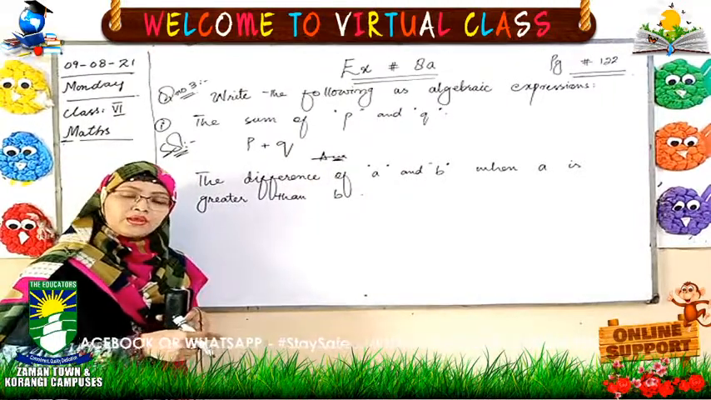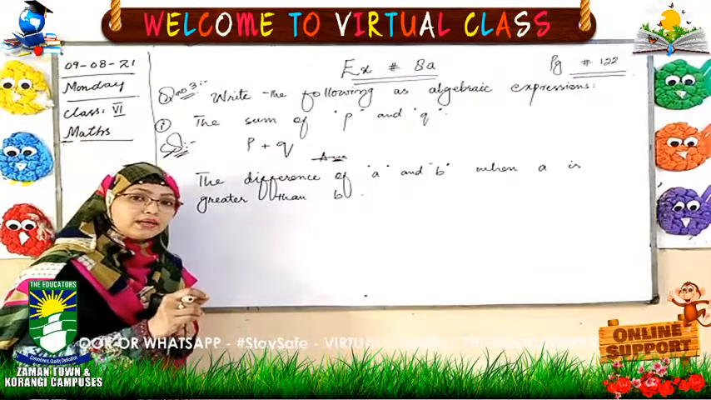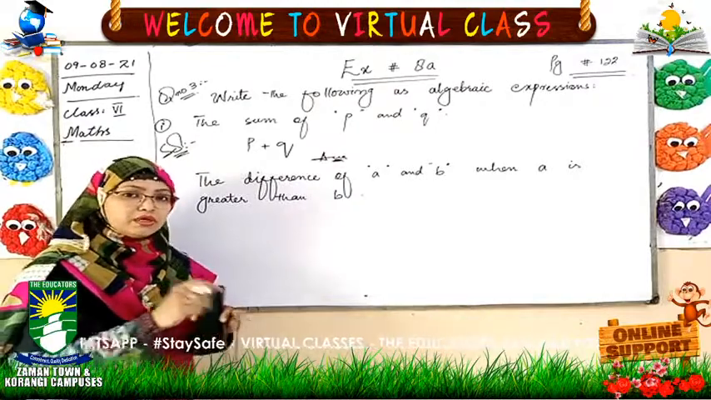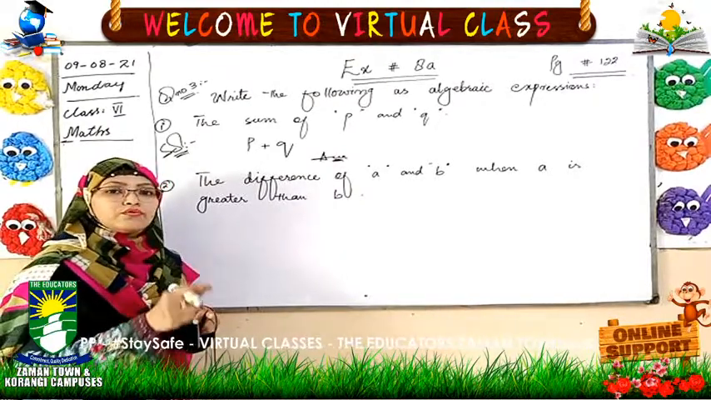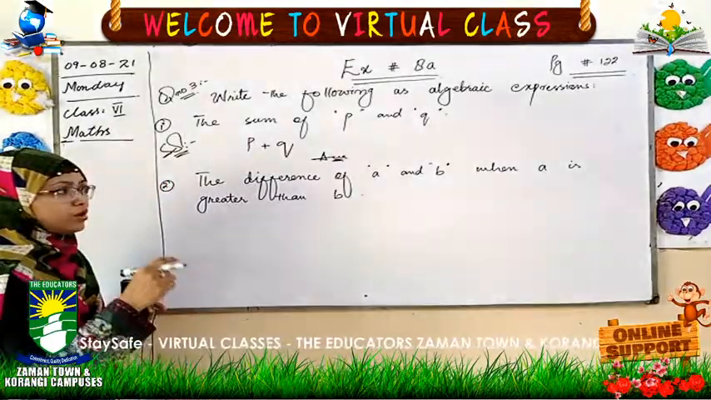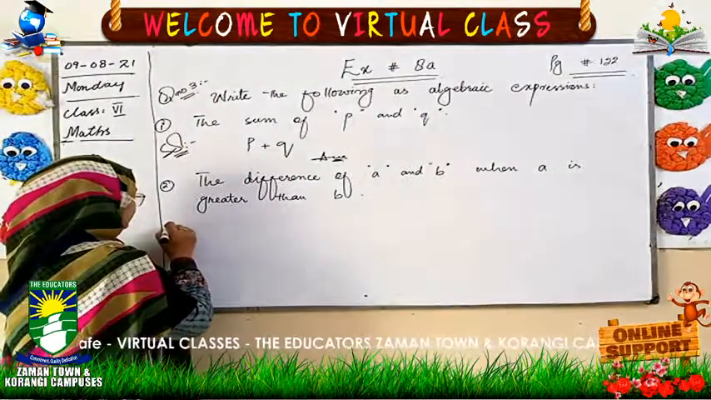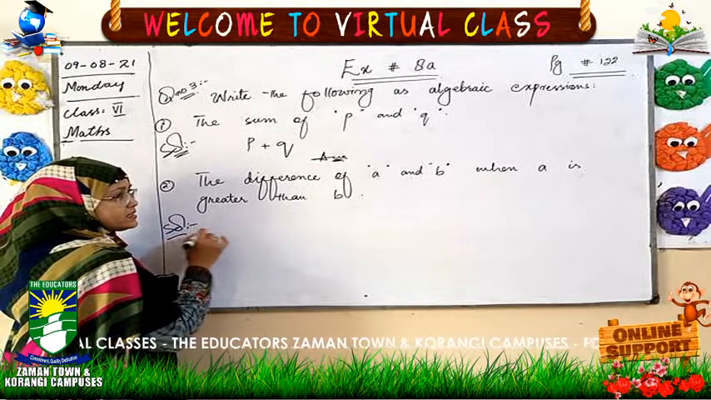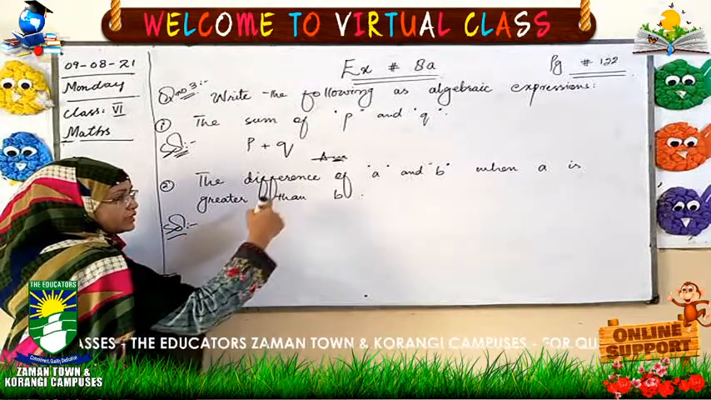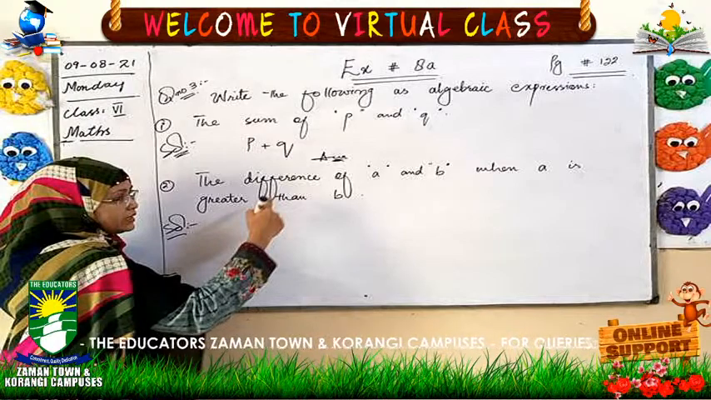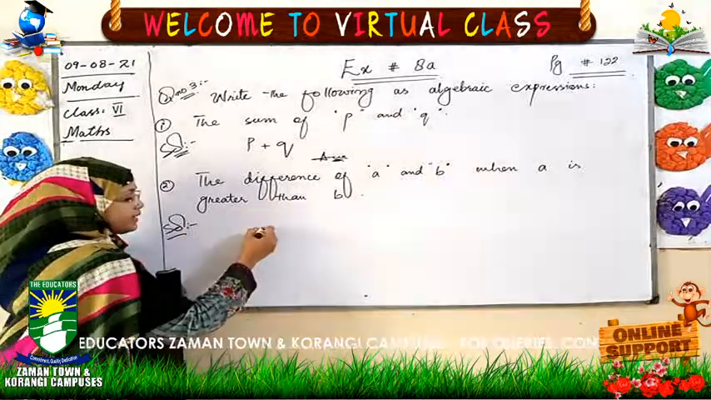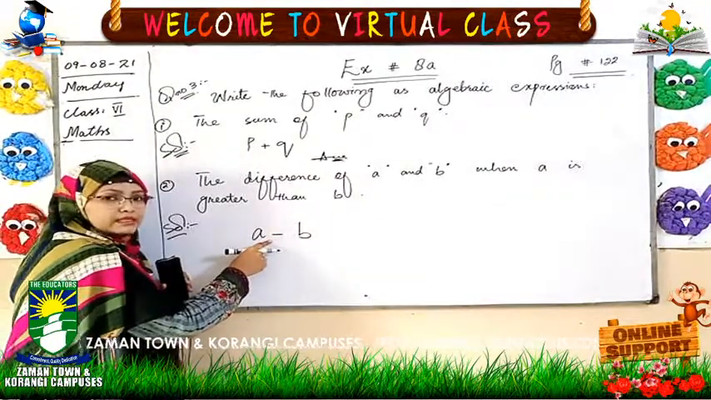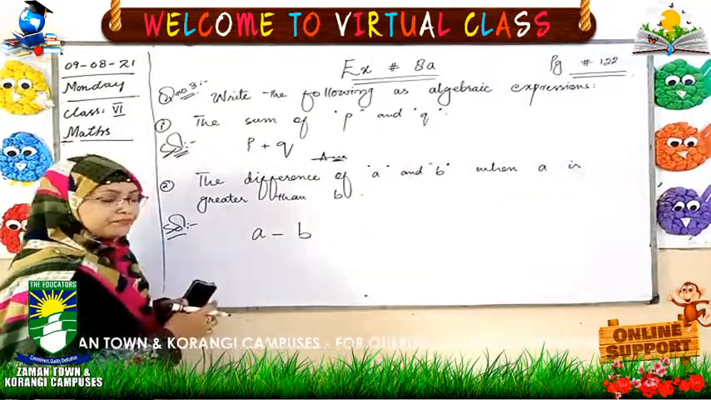Okay. You have to show the difference. You will write a minus sign between them, but you have to check which one is the greater value. Whatever the greater value is, you will write it first. Like for this one, as A is greater than B, you will write A minus B, because A is greater than B and we have to show the difference of A and B. Difference means we have to write a minus sign. Difference means minus sign. Okay.